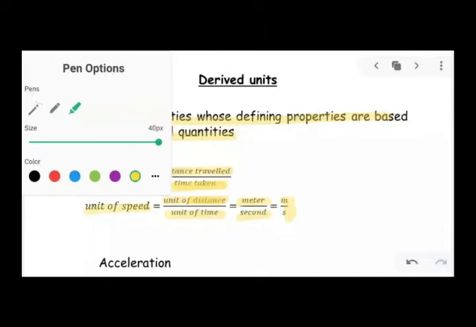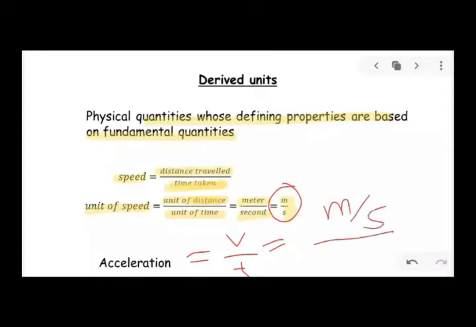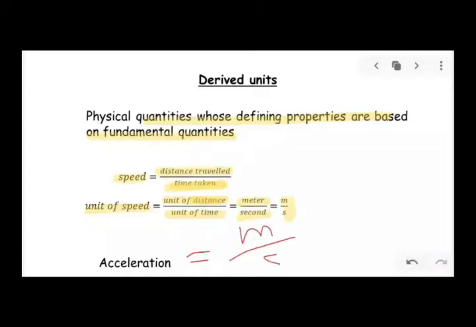Right? Similarly, you can do it for acceleration. What does acceleration mean? Acceleration means the rate of change of velocity with time. You know the unit for velocity? Meter per second. So meter per second divided by again the unit of time, second. So what happens? This s will go down. If this s goes down, we have meter by second square.